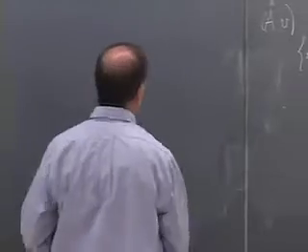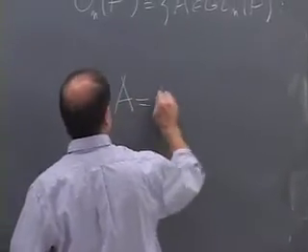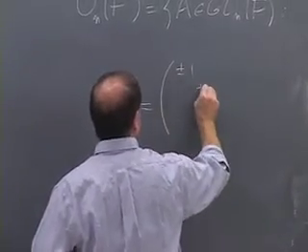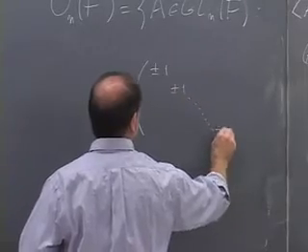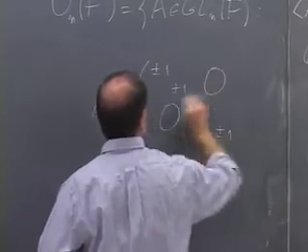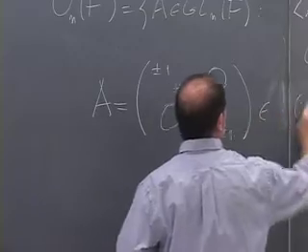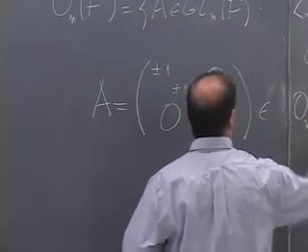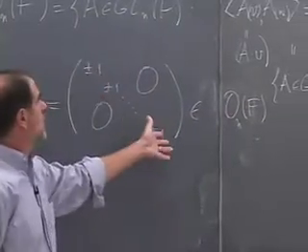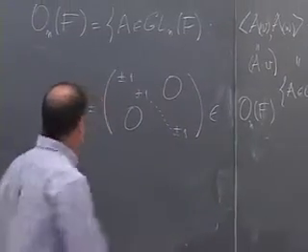And maybe the only thing in the group is 1. But if you take this matrix, for example, any matrix that looks like plus or minus 1s on the diagonal and 0s elsewhere, that's an element in O_n(F). Because if you calculate its inverse, it's equal to its inverse, and it's also equal to its transpose.